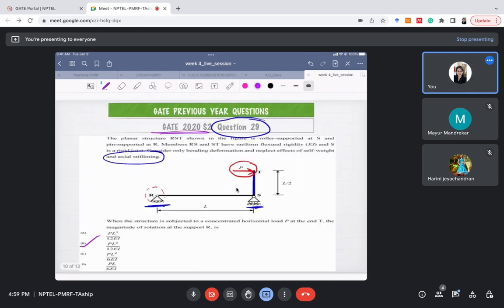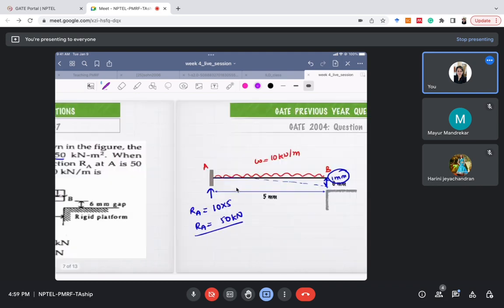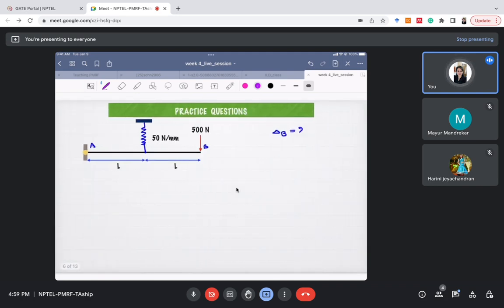Just note down this question. In this question, you need to find the value of delta B as a practice question. This kind of question can come in the exam. Although this question is not based on the deflection formulas, just take a picture of it.